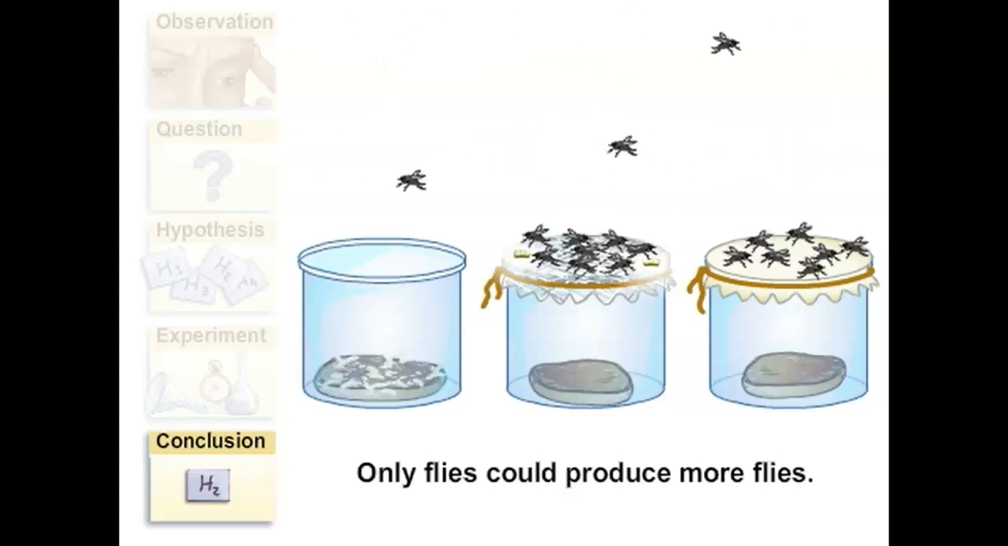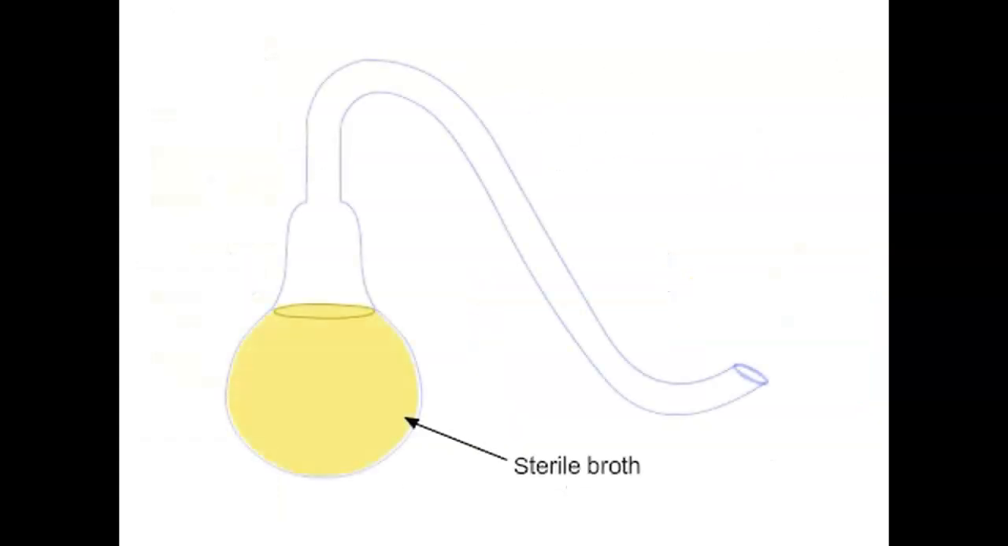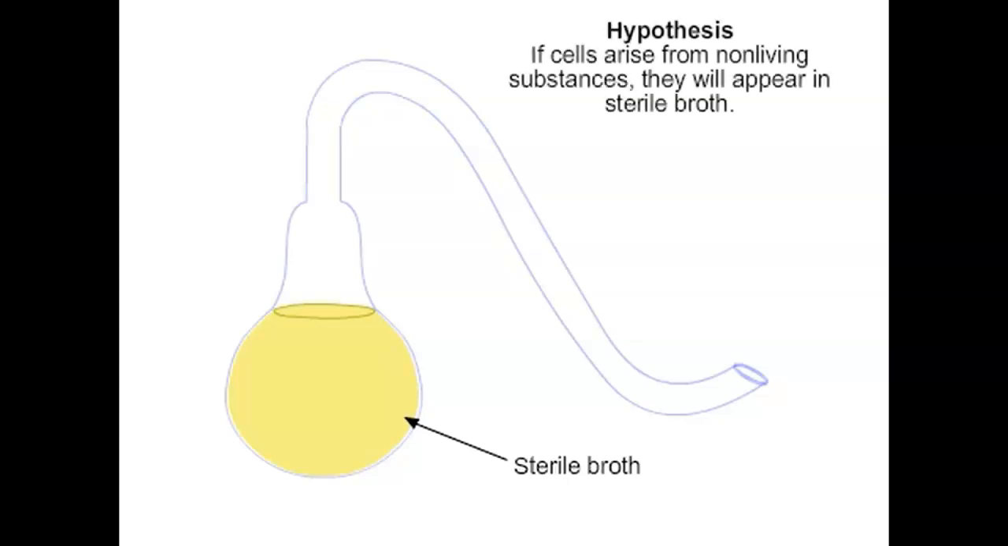Unfortunately, Redi's experiment did not convince everyone. Some argued that while spontaneous generation might not apply to larger organisms like maggots and flies, it might still be applicable to smaller microbes. The question was finally answered definitively in the late 1800s by Louis Pasteur in his now classic experiment. Pasteur's hypothesis was that if cells could arise from non-living substances, then they should appear spontaneously in sterile broth.